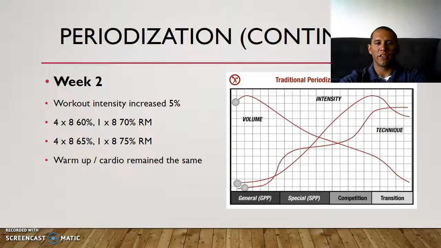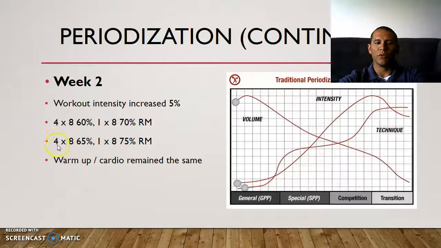Now here's a look at the progression of week 2. So jumping from week 1 to week 2, there was an increase of 5% with the weight and the intensity there. So week 1, my client was doing 4 sets of 8 at 60%, and then 1 set of 8 at 70%.